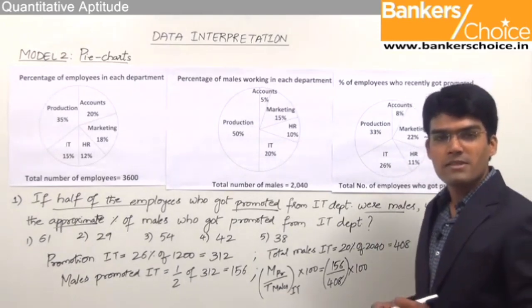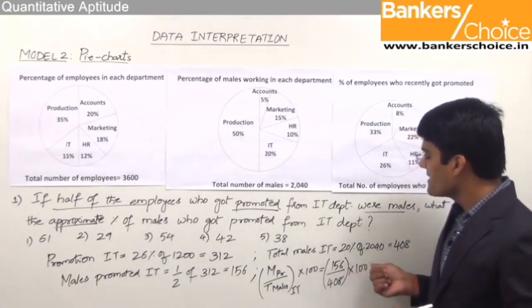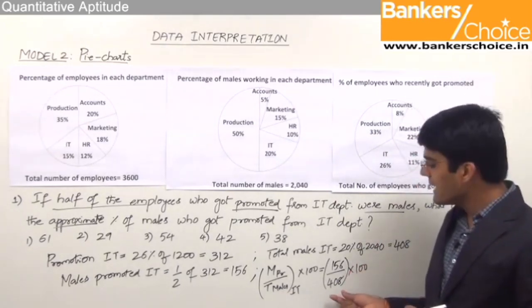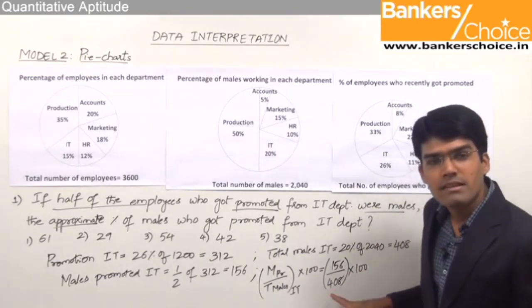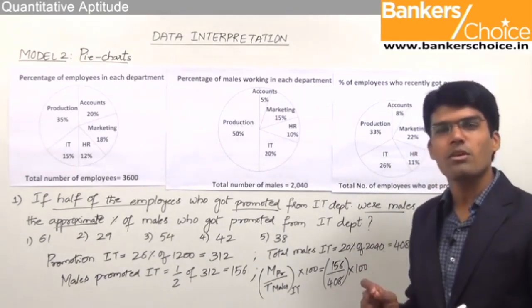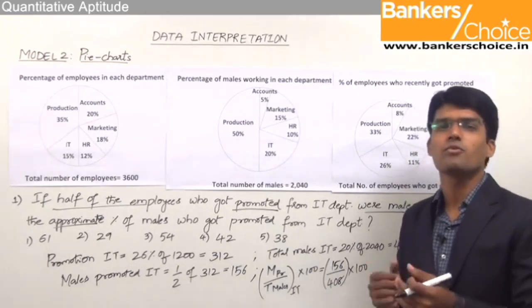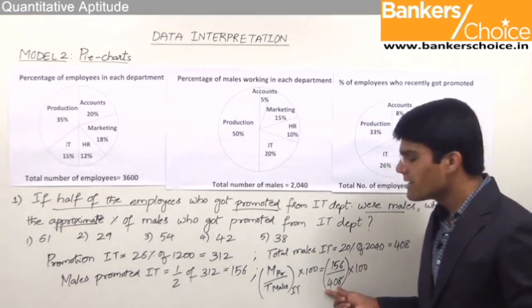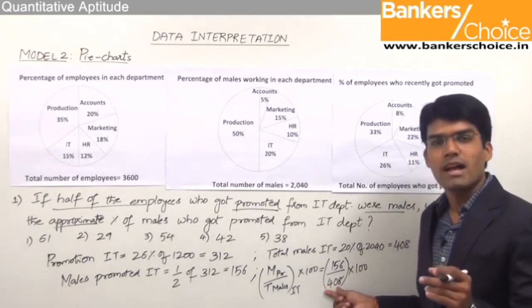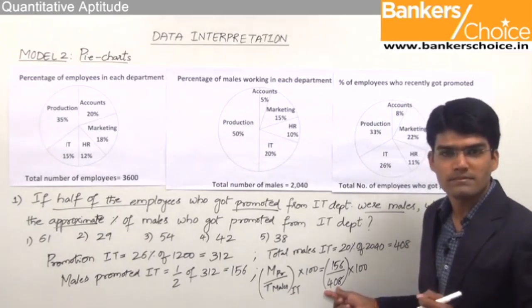Now, as I've mentioned in the case of tables, whenever we have to do a percentage calculation, denominator should be taken as 100%. Here the denominator is 408. That means 408 is equal to 100%. Approximately we can say this is equal to 400. Let's say 400 is the denominator approximately. So total 100% here is equal to 400.